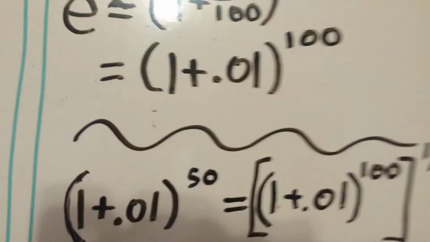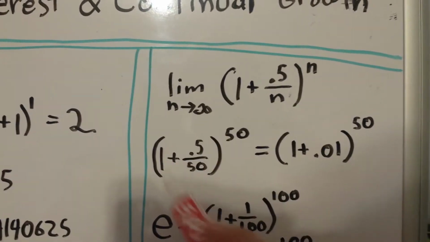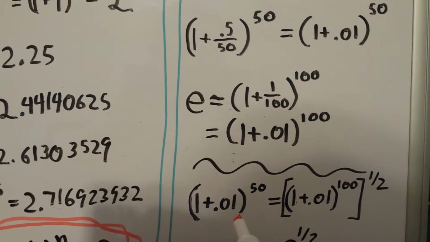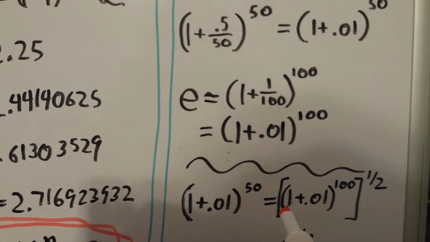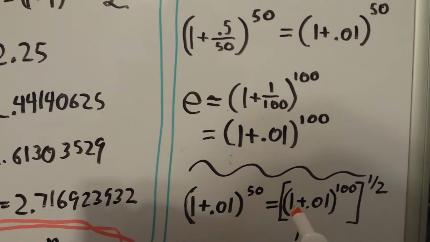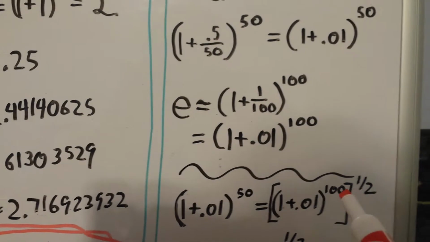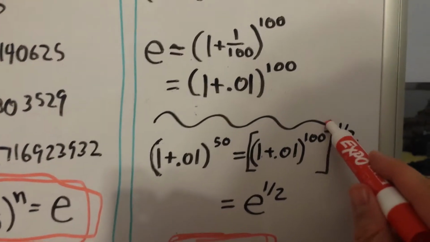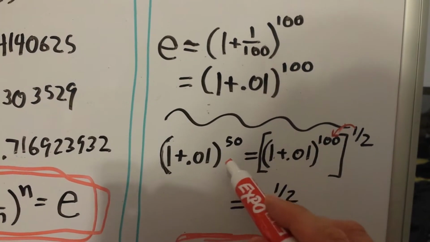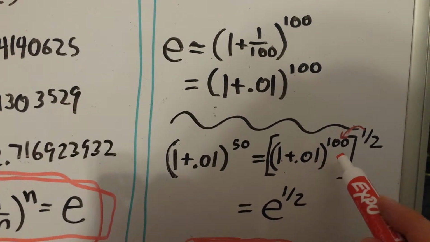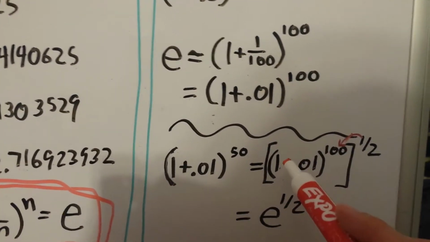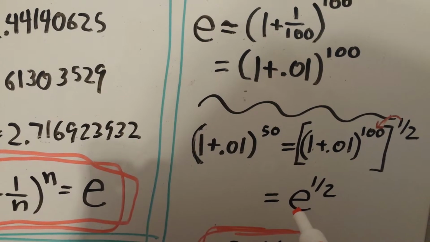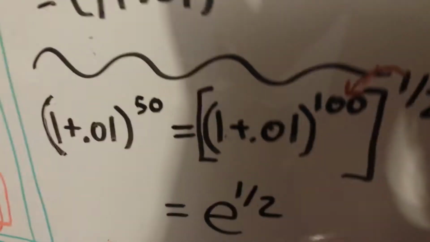Well, that means that this quantity, which equals this, is equal to this quantity, 1 plus 0.01 to the 100th power, but this whole thing to the power of 1/2, right? Because 1/2 of 100 is 50. So basically, this is the square root of this, and hence is the square root of E, right? So that's what happens.